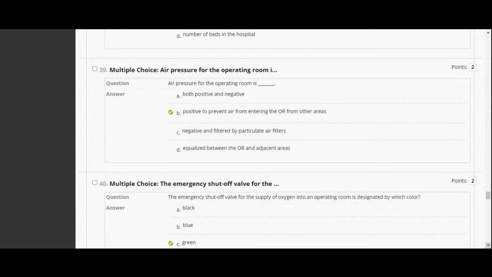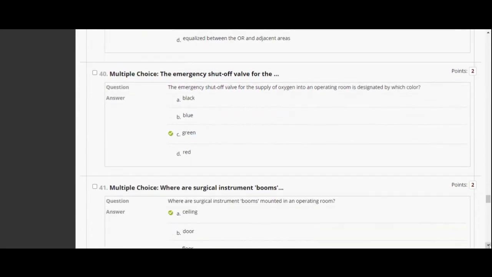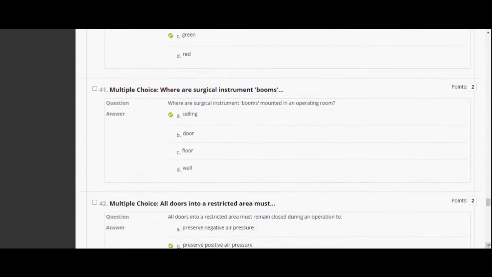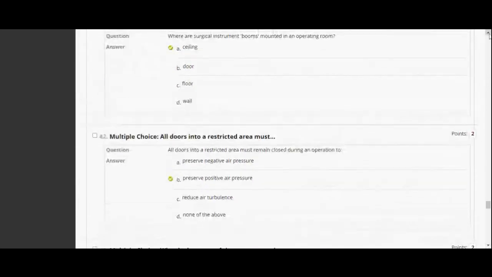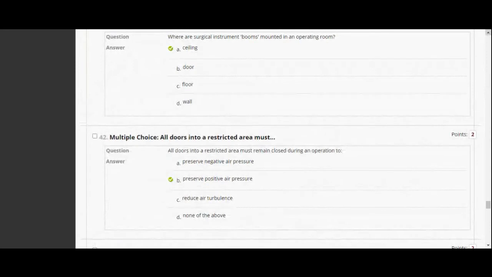Air pressure for the operating room is blank, and that's positive to prevent air from entering the OR from other areas. The emergency shutoff valve for the supply of oxygen into an operating room is designated by which color? Green. Why or where are surgical instrument booms mounted in an operating room? They're mounted from the ceiling. They did that essentially to create more space in the OR and hopefully fewer tripping hazards. You still have the cords that create a tripping hazard, but by mounting the booms on the ceiling, it truly does open up the OR.